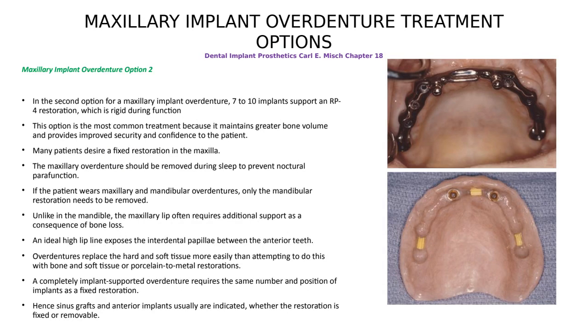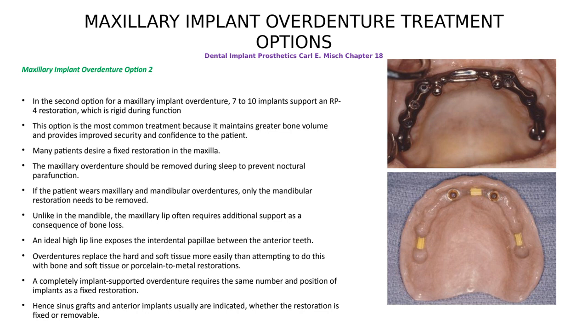Option 2. In the second option for the maxillary implant overdenture, 7 to 10 implants support a restoration, which is rigid during function. This option is the most common treatment because it maintains greater bone volume and provides improved security and confidence to the patient. And mostly it provides stability of the prosthesis. Many patients desire a fixed restoration in the maxilla.